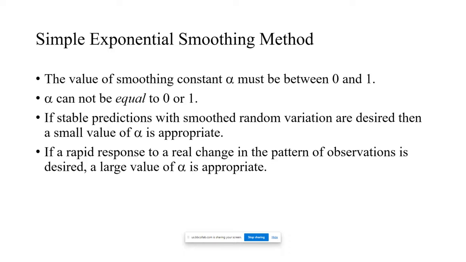If rapid response to a real change in the pattern of observations is desired, a large value of alpha is appropriate. So alpha could be 0.75, 0.8, 0.95. The greater the alpha, the more rapid the response is in the forecast.